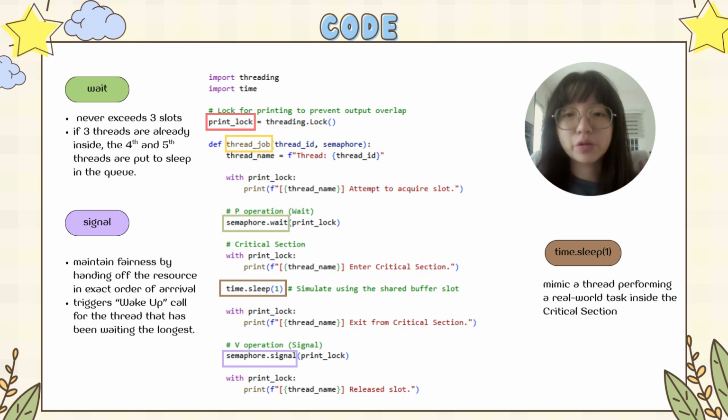Once a thread enters the critical section, we simulate a task using time.sleep. This represents the thread safely accessing the shared buffer. When the task is over, the thread calls semaphore.signal. Think of this as a direct handoff. Instead of just leaving the slot empty for a free-for-all race, the exiting thread checks the first-in, first-out queue and specifically wakes up the thread that has been waiting for the longest time. This ensures that every thread gets its turn in the exact order it arrived, which perfectly prevents starvation.